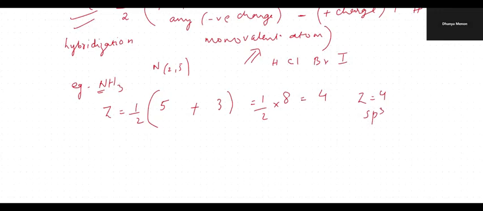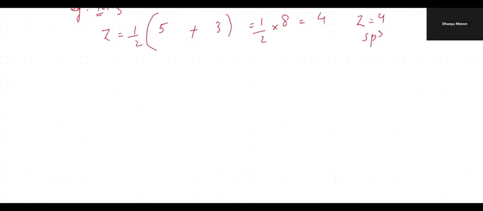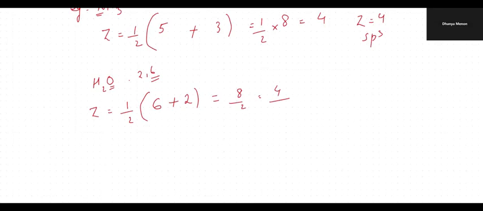Okay, moving on to water. Z is equal to half of. The central atom is oxygen, less in number. The valence electrons, 6, plus. There is no positive charge, no negative charge, plus there are monovalent atoms, that means hydrogen. How many are there? 2. So 8 by 2, which is equal to 4. It is also sp3 hybridization.